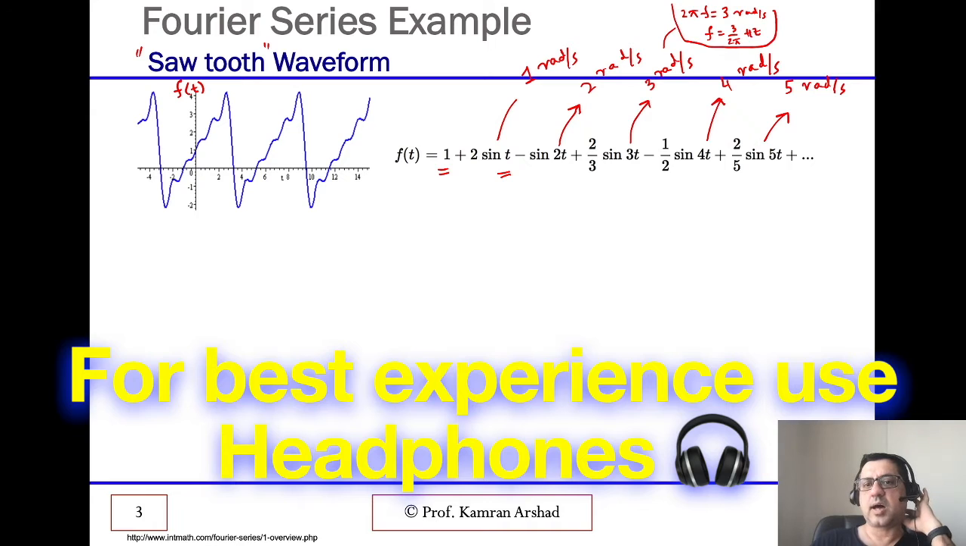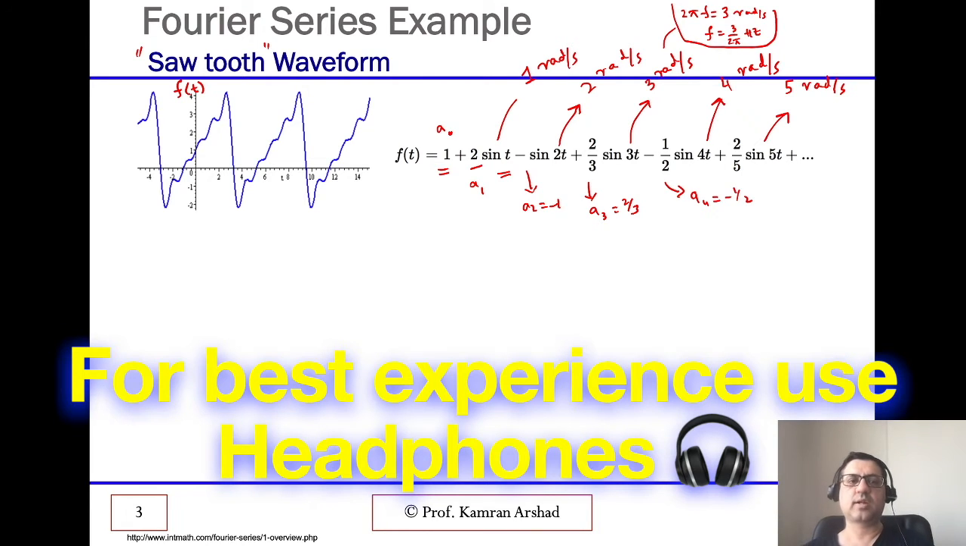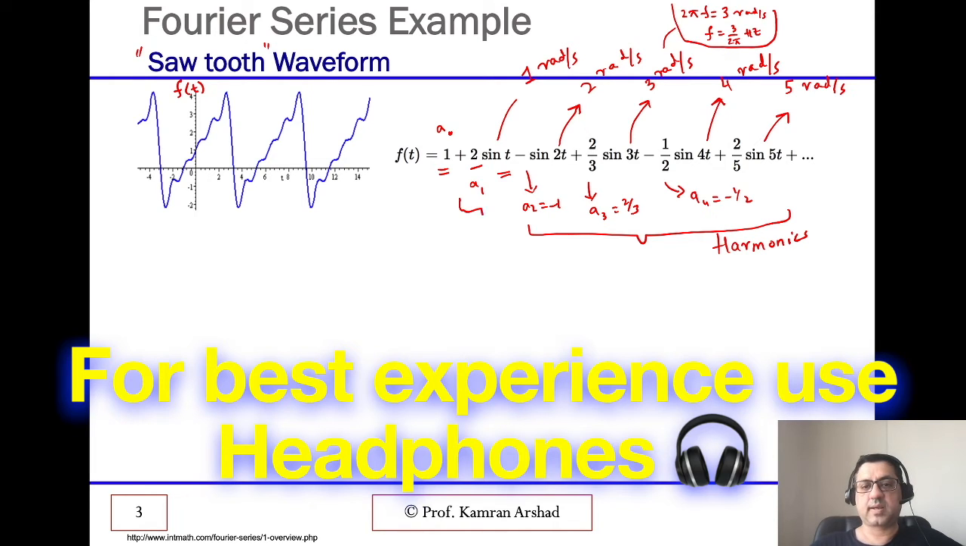So this is the Fourier series, and these are the Fourier coefficients. So this is my, let's say, a naught, this is my a1, this is my a2, which is -1. This is my a3, which is 2 by 3. This is my a4, which is -1 by 2, and so on. What we are trying to see here is Fourier series in action. These are also called, as you know, harmonics. So these are all my harmonics, and this is my fundamental frequency.